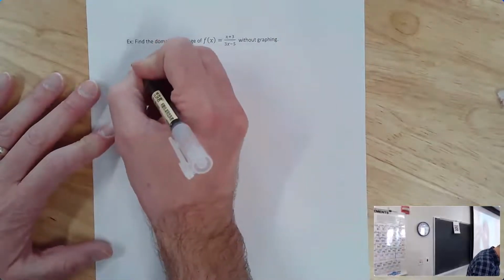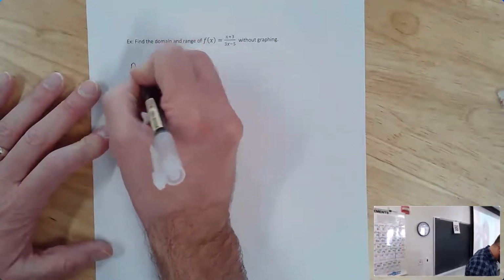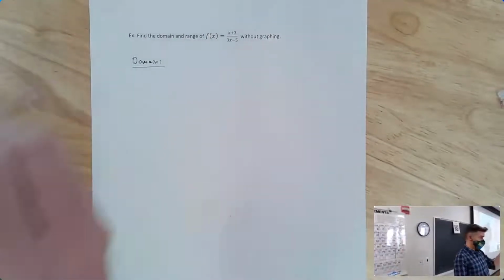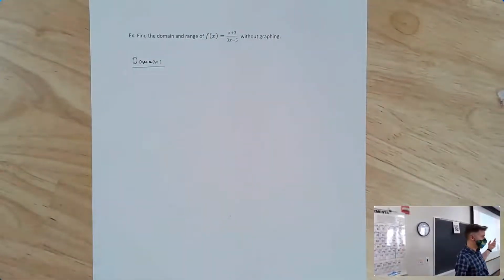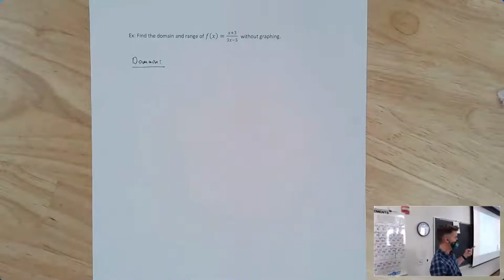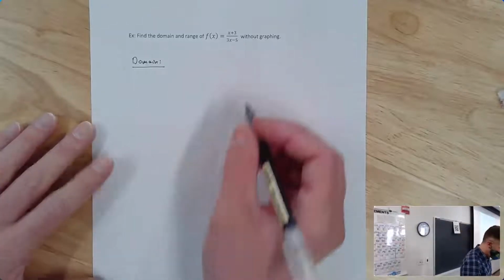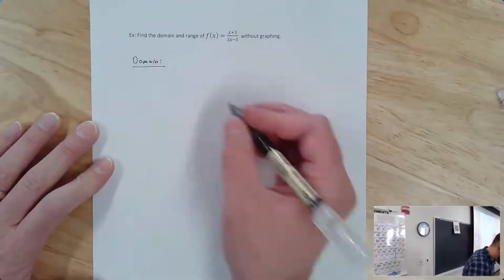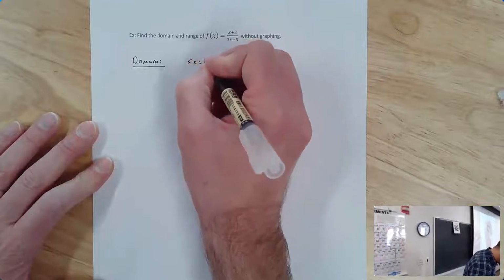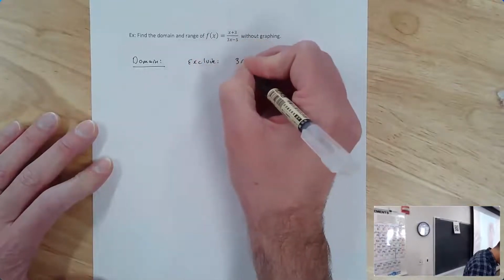For domain, we can look at this and see, okay, well, there's three possible things. We can't divide by 0. We can't take an even root, square root, 4th root, 6th root of negative numbers. And we can't take logarithms of negative numbers or 0. Just like in the previous example, we had a logarithm, the inside had to be greater than 0, which is why x had to be greater than 1. Here, the only possible domain issue is we need to exclude where the denominator is equal to 0.